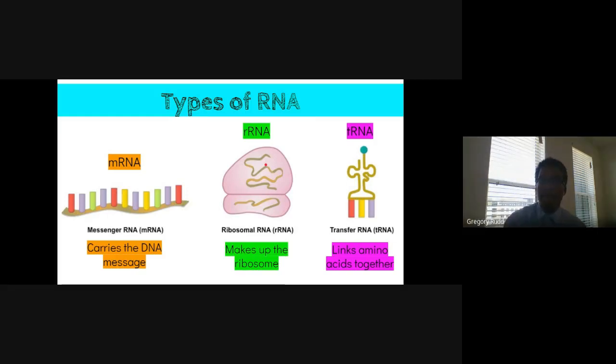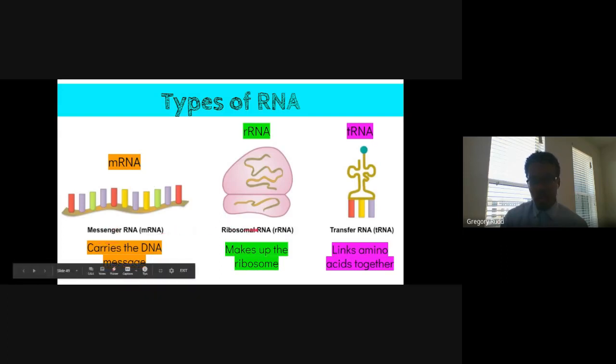All right, so you should write down those different types and what they do. mRNA carries the DNA message. rRNA makes up the ribosome. tRNA links amino acids together. Messenger RNA, ribosomal RNA, transfer RNA.